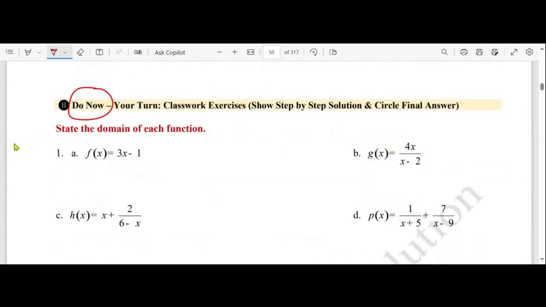What is this? Do now. Please take 10 minutes to do some of this.